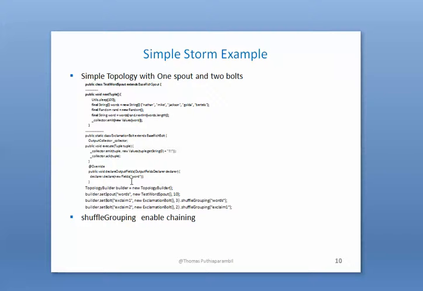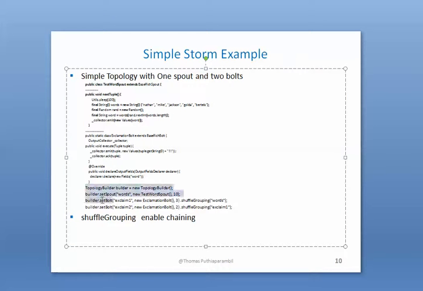Now in the bottom part you can see the topology, and in the topology what we are saying is that the first bolt receives from the spout called words. The second bolt in turn receives from a source called exclaim1. So this is how you can chain the events. This function is shuffle grouping, and there are various other types of grouping.